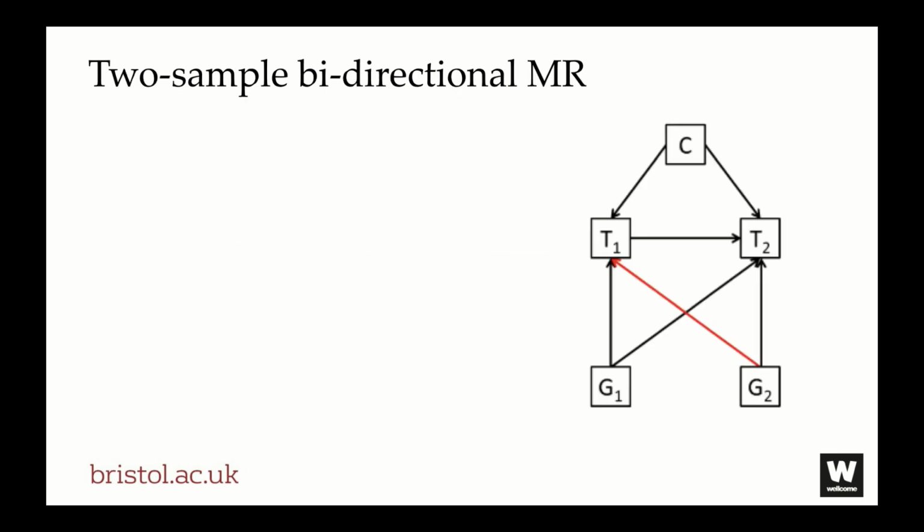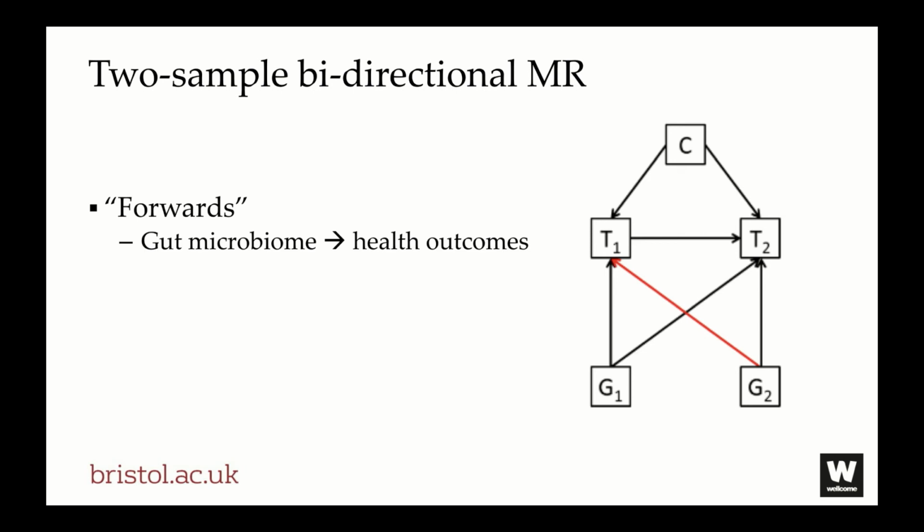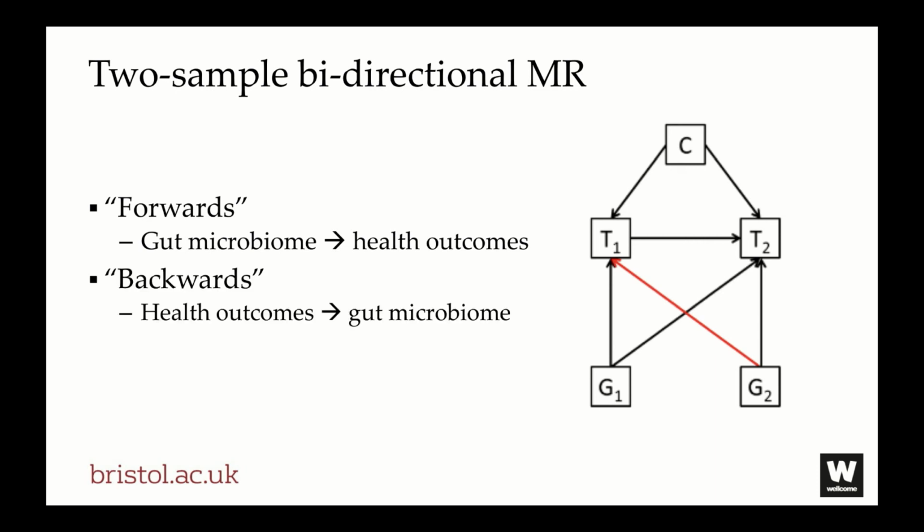So what we did was a 2-sample, so that's using summary level data, bidirectional Mendelian randomization. Bidirectional meaning in one direction we were interested in the relationship between the gut microbiome and various health outcomes that we'd selected based on literature appearance. Then in the other direction, we looked at the relationship between those health outcomes and the bacteria, mainly because a lot of the existing studies are case control studies, so it's very difficult to know whether the disease is causing variation in the microbiome or vice versa.